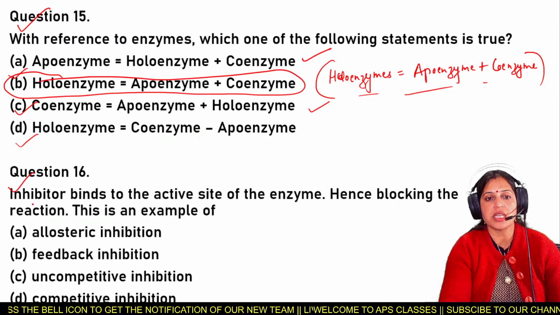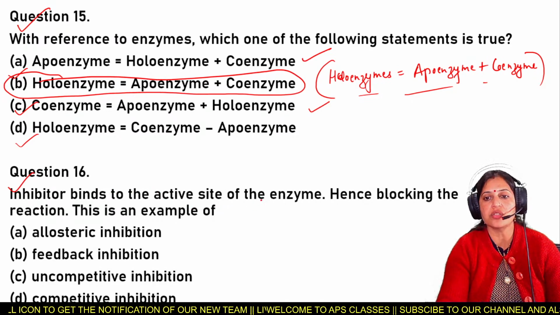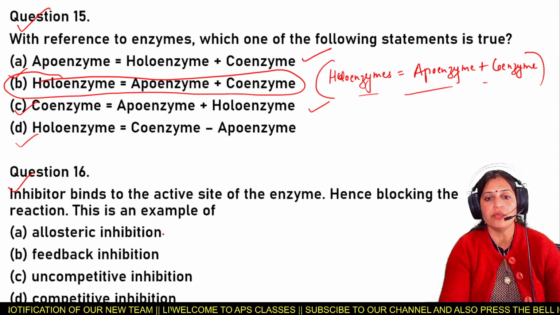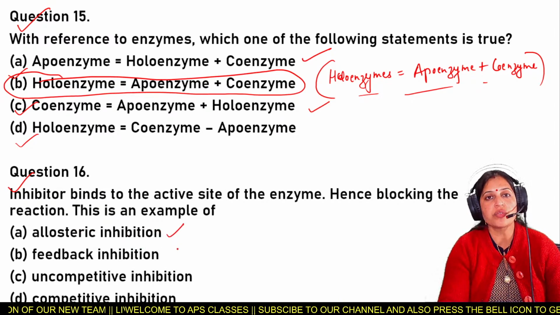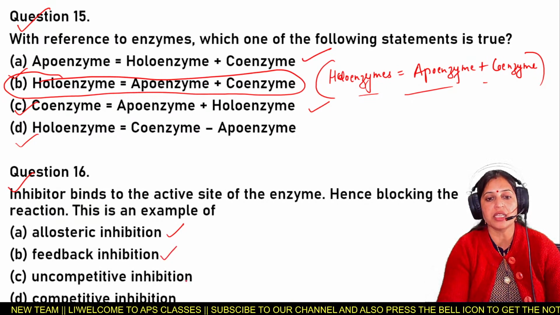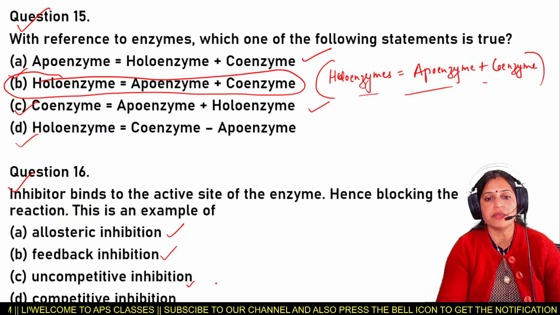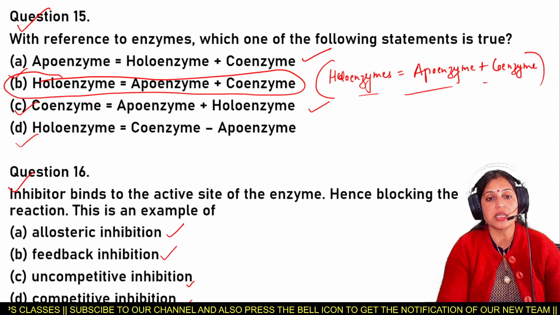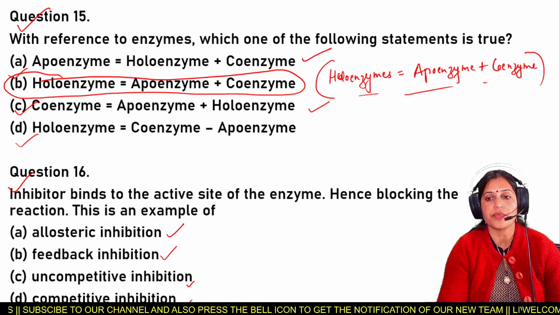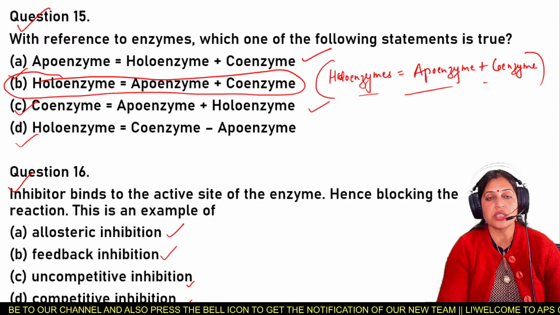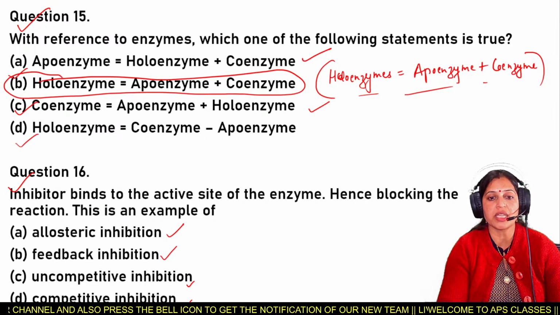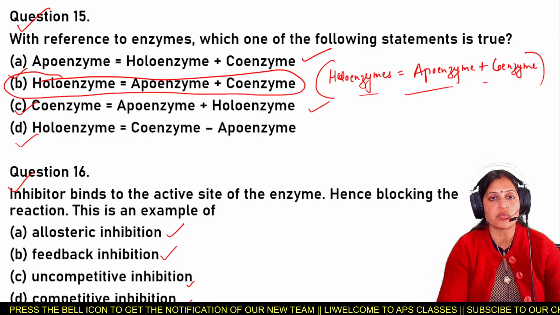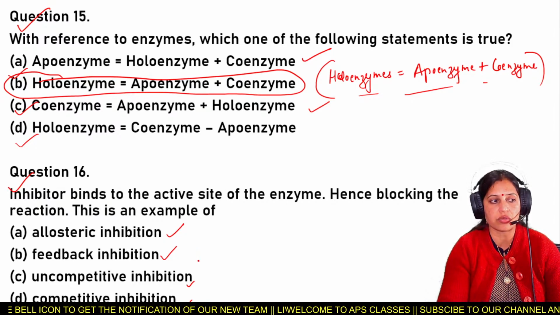Next is question number 16. Inhibitor binds to the active site of the enzyme, hence blocking the reaction. This is an example of: A. allosteric inhibition, B. feedback inhibition, C. uncompetitive inhibition, and D. competitive inhibition. So inhibitor binds to the active site of an enzyme, hence blocking the reaction. This is an example of either allosteric inhibition, feedback inhibition, uncompetitive inhibition, or competitive inhibition. And it is question number 16.